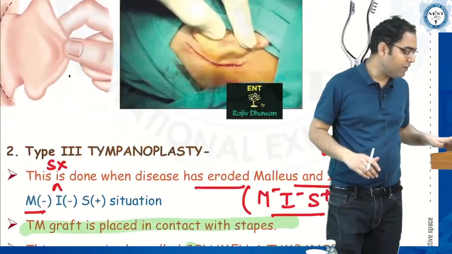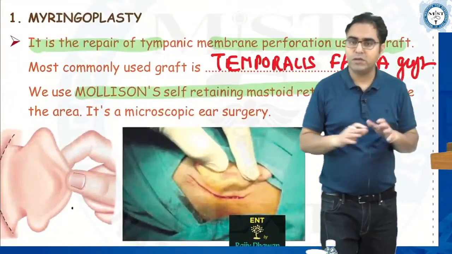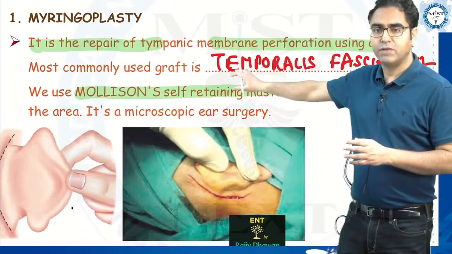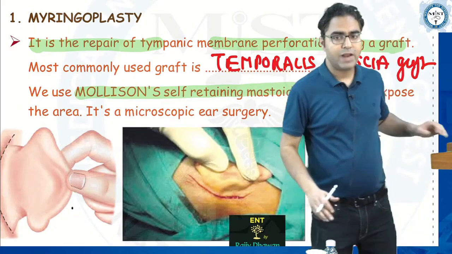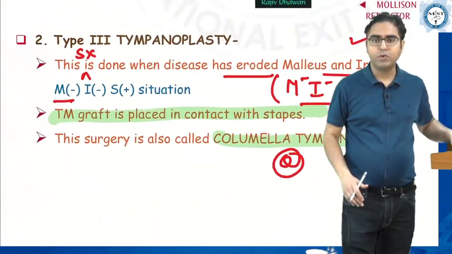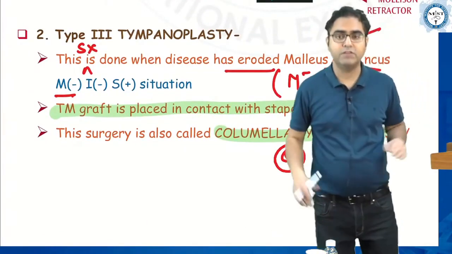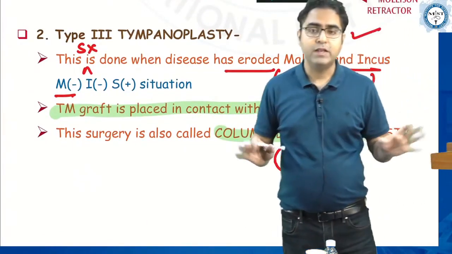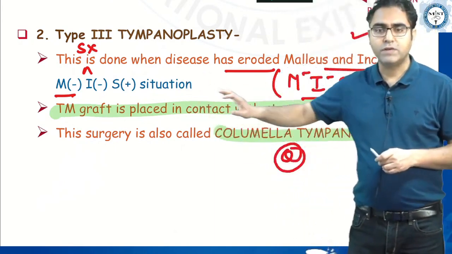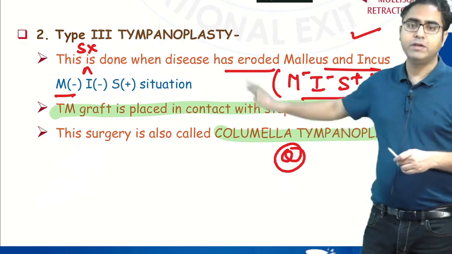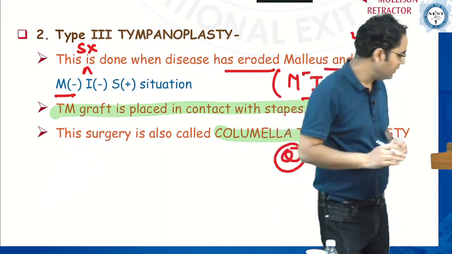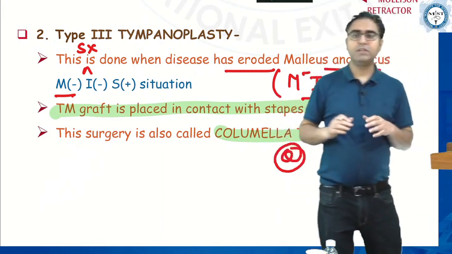Main surgery is myringoplasty, in which the perforation should be repaired with a graft. Most commonly used graft is temporalis fascia graft, and we use a retractor called Mollison's self-retaining mastoid retractor. Sometimes you do surgery called type 3 tympanoplasty. It is done when there is a malleus minus, incus minus, stapes plus situation. The graft is placed in contact with the stapes, and this surgery is called type 3 tympanoplasty or columellar tympanoplasty. Okay, fine. This was about the second disease, beta.